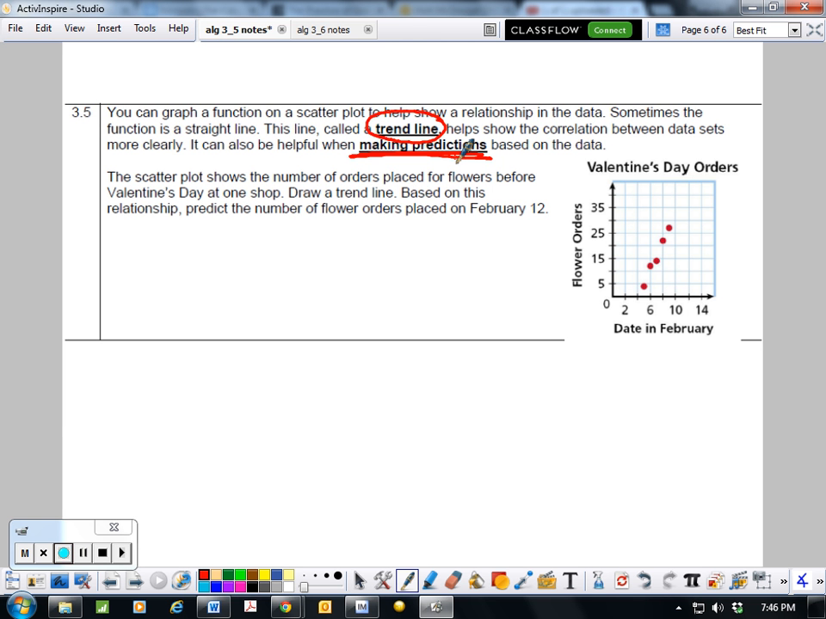So if I'm looking at Valentine's Day orders, the date in February versus the number of flower orders, I can draw a trend line. When I'm drawing a trend line, I want to make sure that my line is as close to the dots as possible, but I have an even amount above and below the line. So I could be looking kind of like this. That might be a pretty decent trend line.